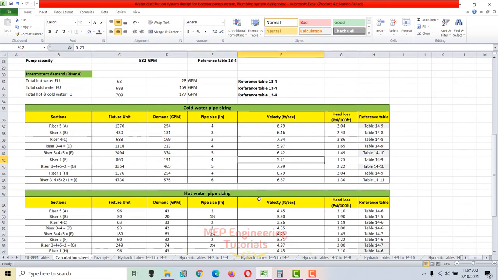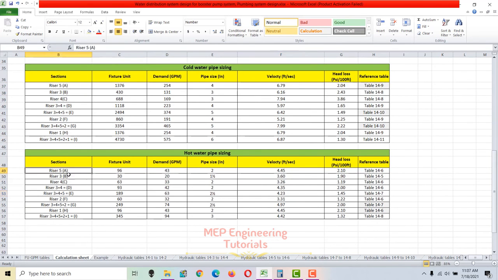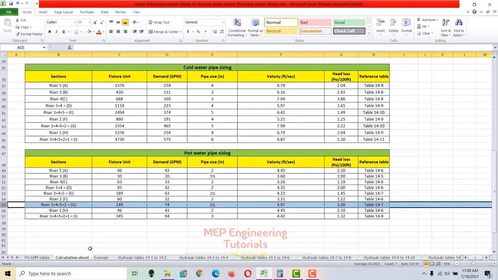Now in the same way you have to calculate the pipe sizes for other sections. Now let's check the hot water pipe sizing, how you will calculate the hot water supply pipe size. Let's take one example for this one. We are going to calculate the hot water pipe size for section G. If you see, this is section G, and the hot water supply fixture units at section G are 249 fixture units.